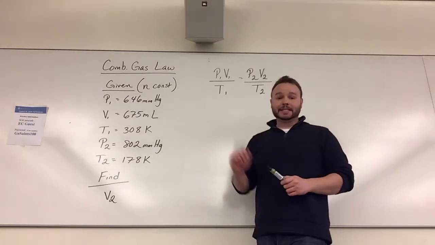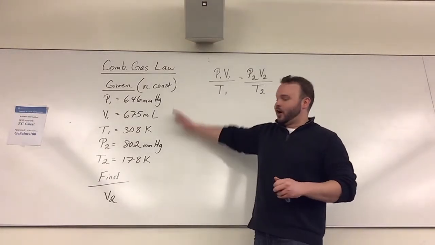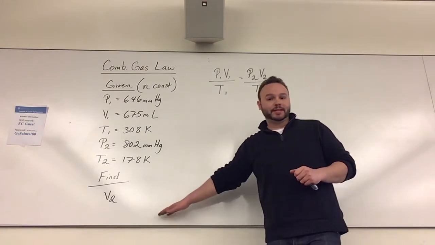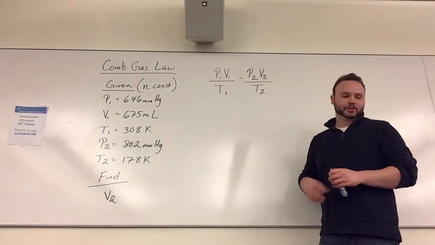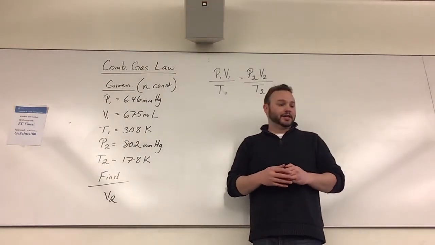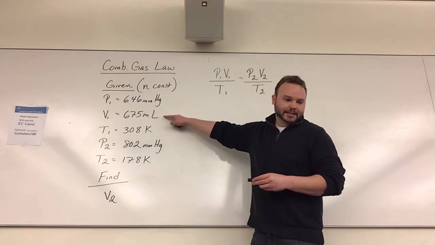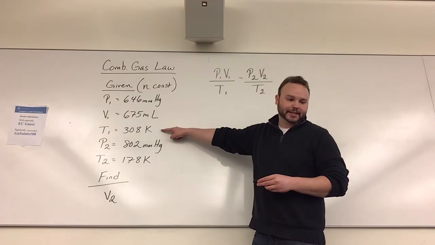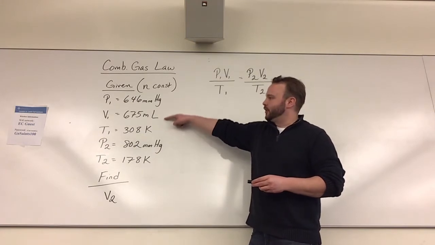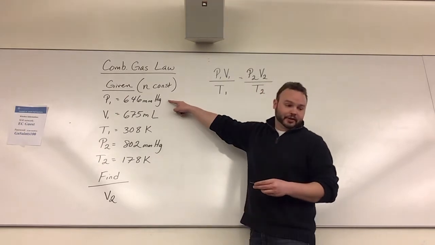We're using the combined gas law. So I'll read off the problem like I was doing before. I've already organized what we've been given, what we need to find, and then what equation we'll be using, right? It says a gas has a volume of 675 milliliters. So there's my initial volume. It's at an initial temperature of 35 degrees Celsius, which I've already converted directly to Kelvin. And it told me its pressure was at 646 millimeters of mercury.